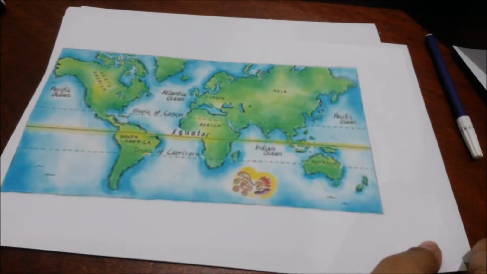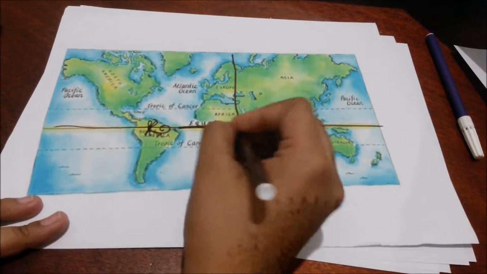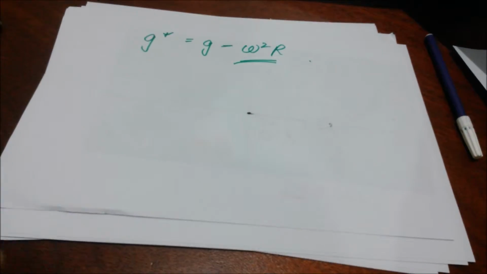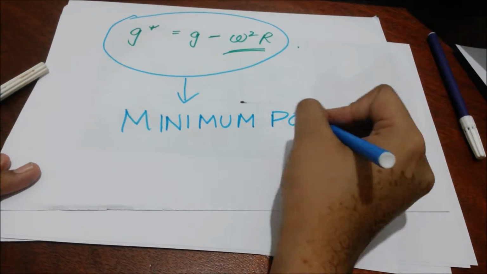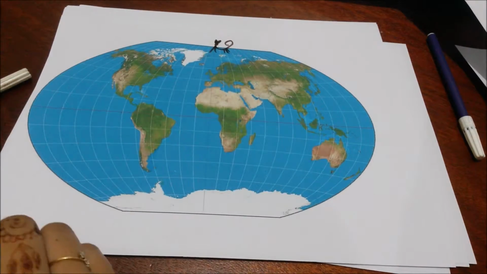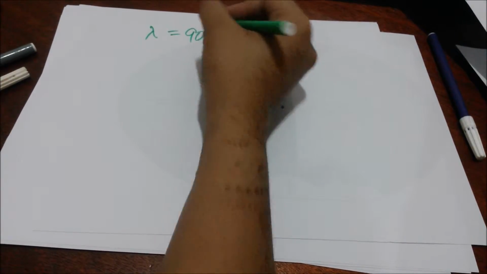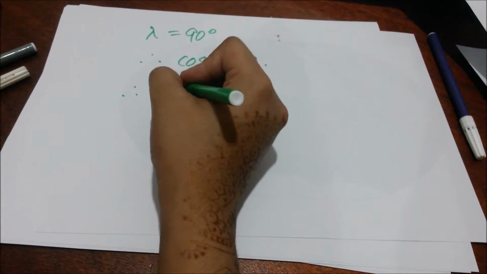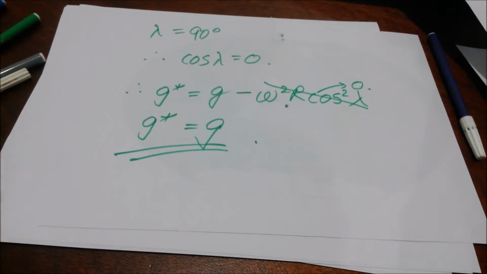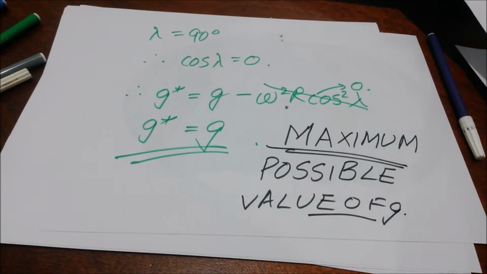So if we took Mickey to the equator, lambda would be 0 degrees and thus cos lambda would be 1, giving g star is equal to g minus omega squared r. Now this is the minimum possible value of g we could ever get. Now, if we took Mickey to the North Pole, we'd get lambda as 90 degrees, giving us cos lambda as 0. So the whole term omega squared r cos squared lambda would get cancelled, giving us g star is equal to g. This is the maximum possible value of g because nothing's subtracted from it.